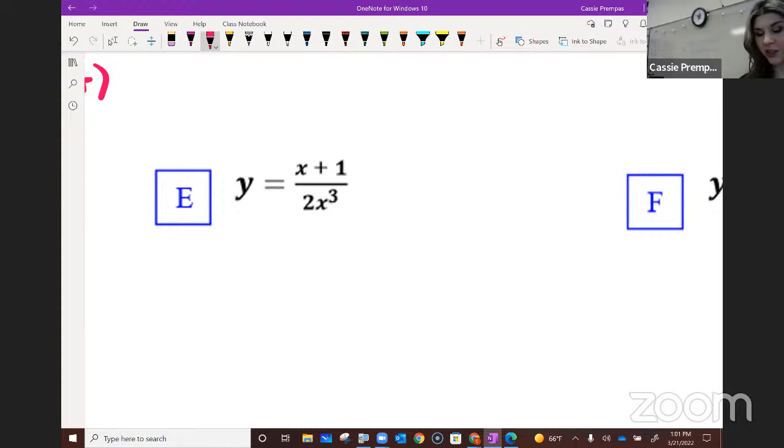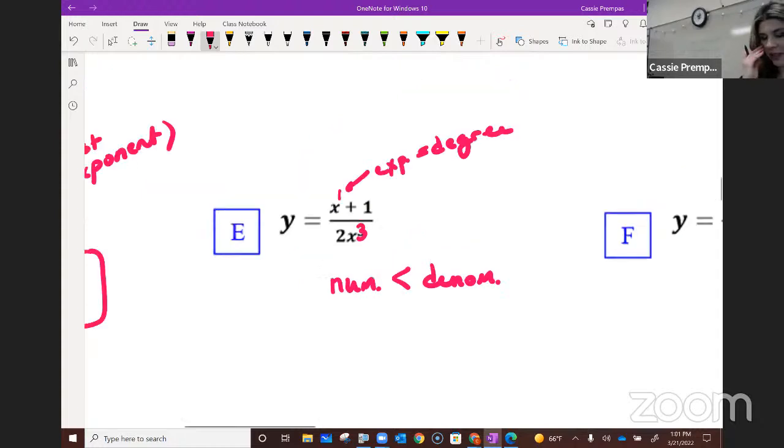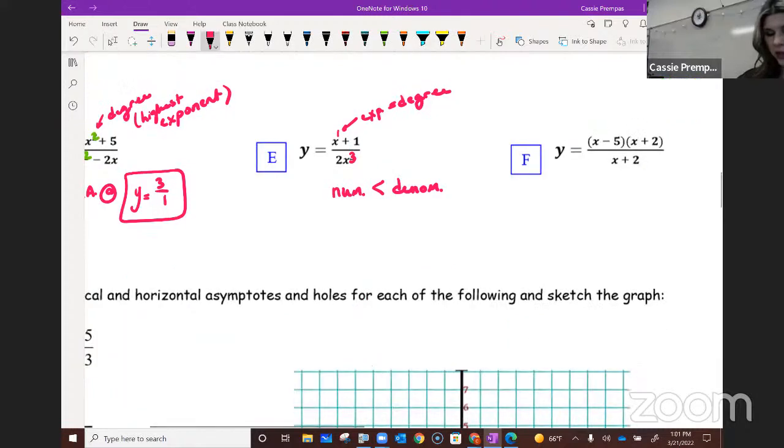1, your degree is your exponent. So if you're like, what is all that math language? It's your exponent. That equals your degree. And really, it's the highest exponent. So the degree of the numerator is 1. The degree of the denominator is 3. Since the degree of the numerator is less than the denominator, you go up to the box. This would be case 1. And that means you're going to have a horizontal asymptote at y equals 0.